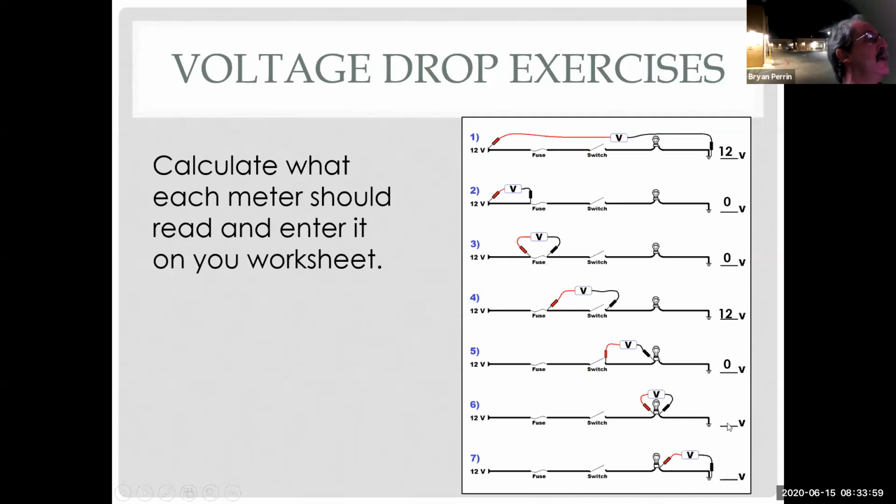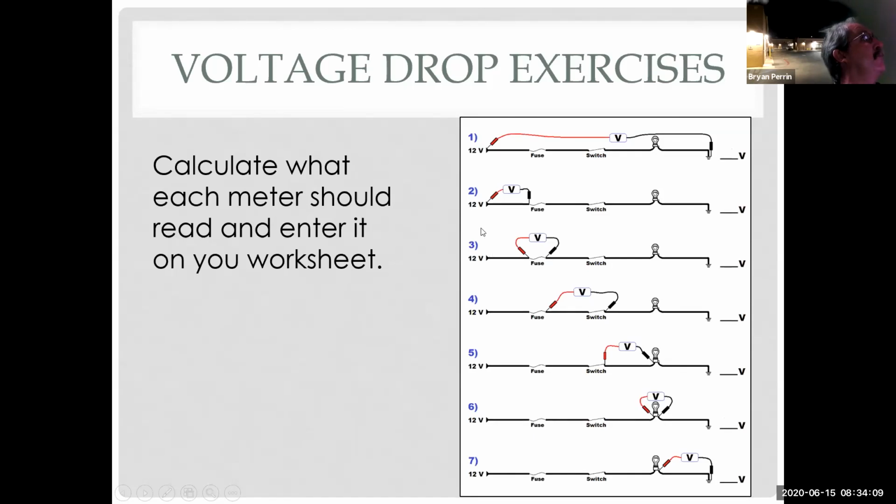What's the next one? 0 also, electrically the same in this one. 0, electrically the same. So let's close the switch now and look at if it changes anything. So number 1, 12.